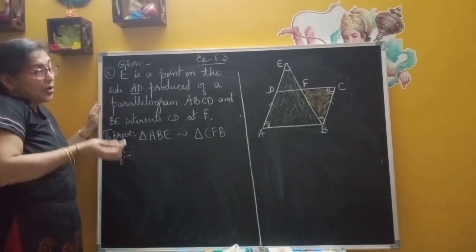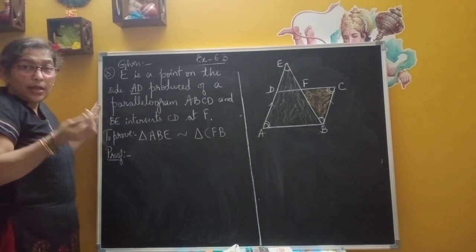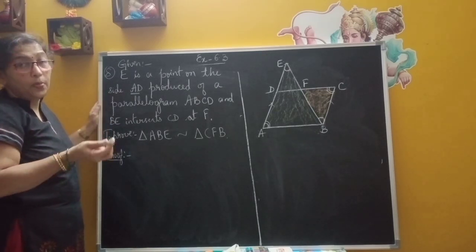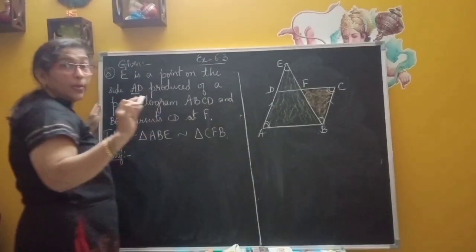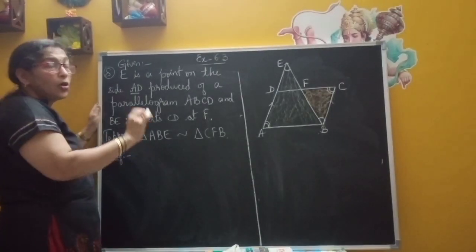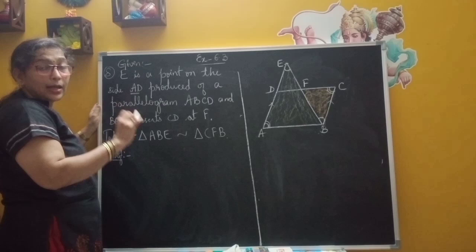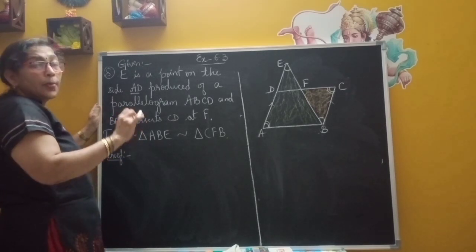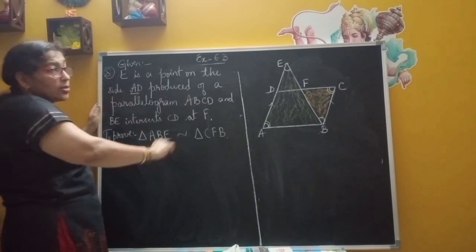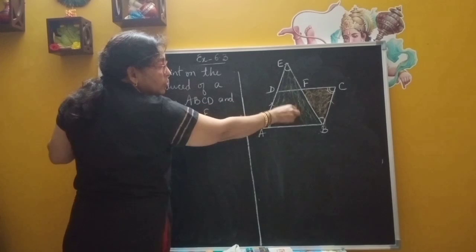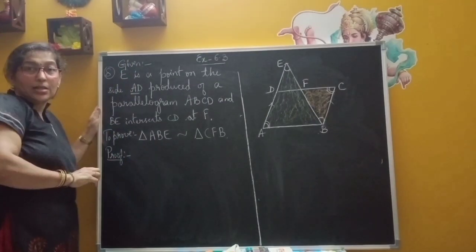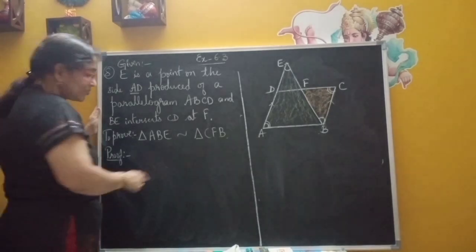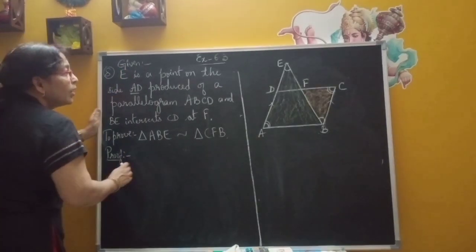So obviously, using the angle sum property, the other pair of angles must also be equal. So which criterion holds good here? AA criterion. So we say these two triangles are similar triangles. Very simple proof. Let us write the proof now.